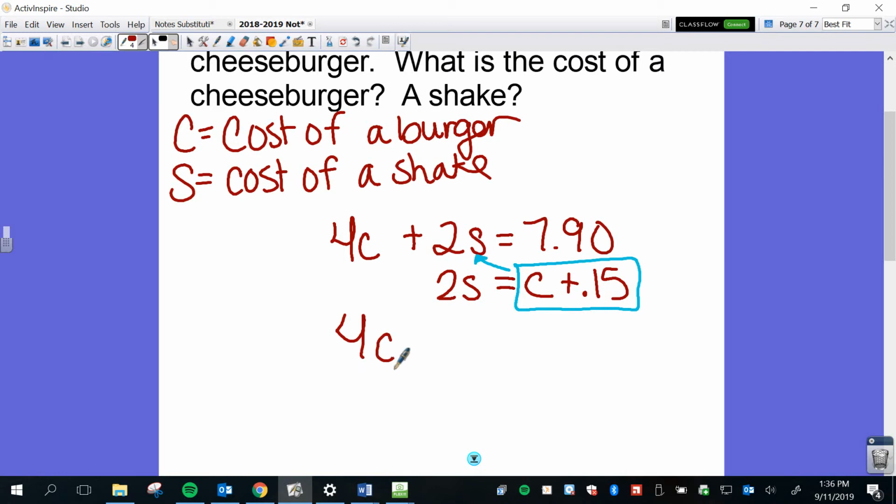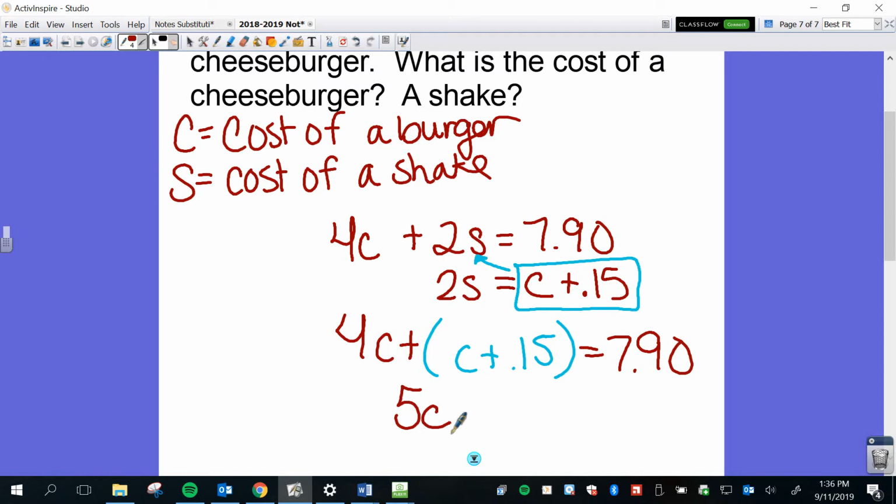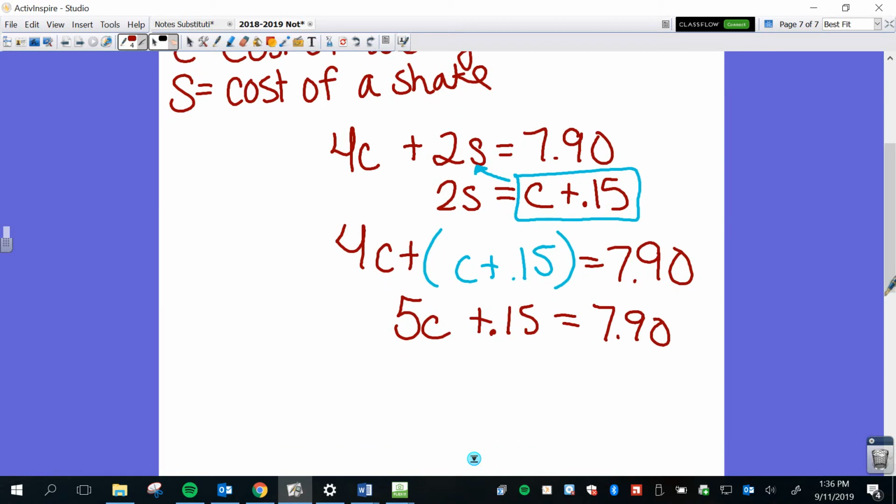4C plus its substitute, which is C plus 0.15, equals 7.90, right? Now we just solve it. 4C plus C, 5C, plus 0.15 equals 7.90. See how much these cheeseburgers cost, okay? There was nothing to distribute. If you're wondering why I didn't distribute anything, it's because there's nothing to distribute, right?